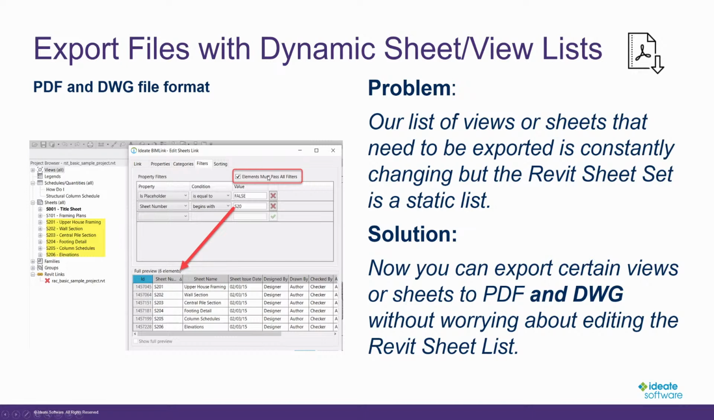Like we've talked about here, all must be filter must be true, and it begins with S20, and this is the S20, so it's going to only print those. So if you're printing a bunch of files and you know exactly what the parameters are that you want to target, you're able to create a BIMLink definition.